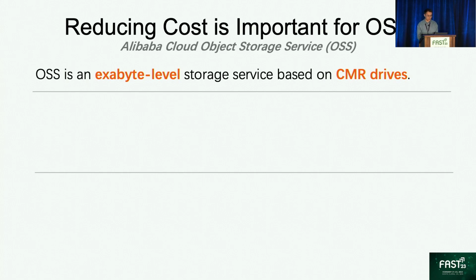Object Storage Service is for persisting and retrieving objects such as pictures. OSS has exabyte-level data on CMR drives in production. SMR seems to be a good opportunity to reduce the cost. By overlapping tracks, SMR drives can provide 25% higher density than CMR drives, and therefore they have better cost efficiency.